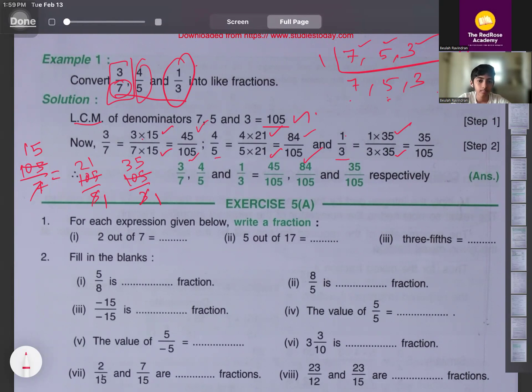So now you are getting the same denominator, right? Different denominators are now made into the same denominator. That is unlike to like. Is it clear for you? So take down everything, you must understand.